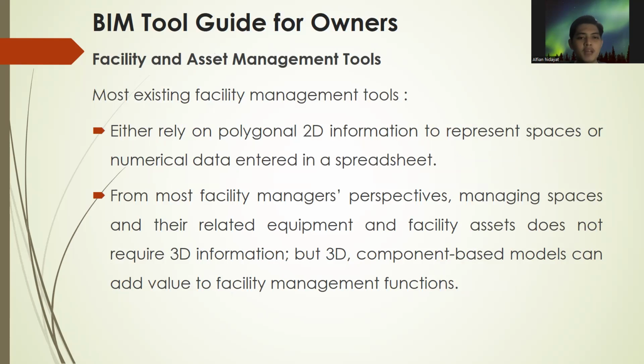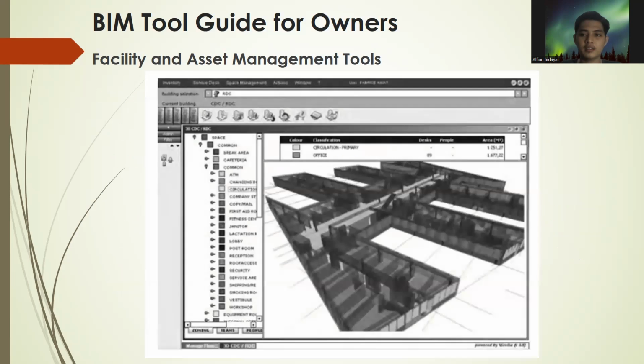The next one is the facility and asset management tool. Most existing facility management tools rely either on polygonal 2D information to represent space or on numerical data entered in a spreadsheet. So BIM can provide more than polygonal 2D information and data entered in a spreadsheet. From most facility managers' perspective, managing space and the related equipment and facility assets doesn't require 3D information. But a 3D component-based model can add value to a facility management function.